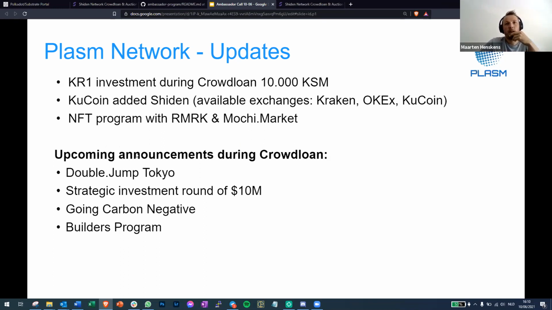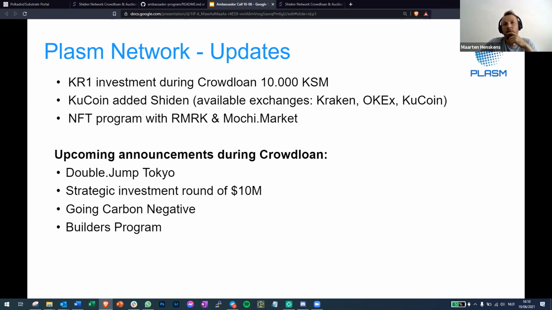We have some upcoming announcements ready for the crowd loan. We have the Double Jump Tokyo. This is a really big one because it's a very famous business in Japan regarding NFTs. We have a strategic investment round of $10 million that we will announce. We will also have an article ready about going carbon negative.